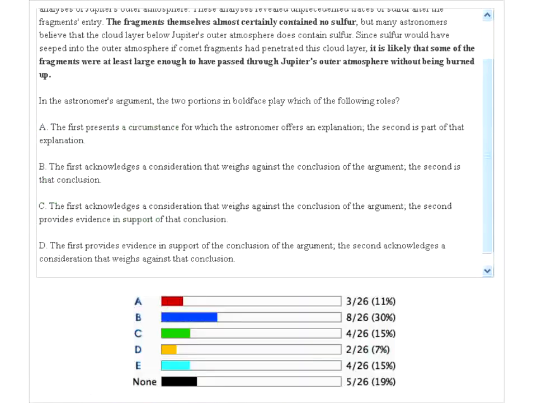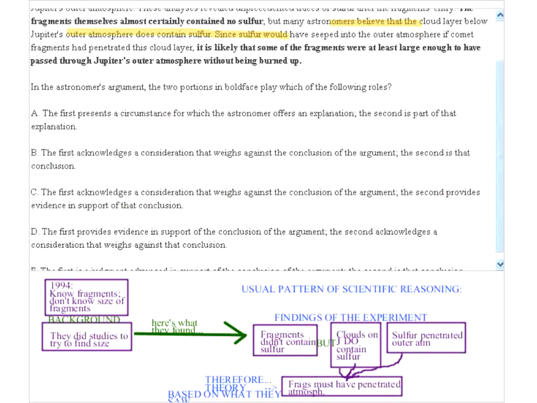To this question, the answer was E, because here's our diagram. This is the main conclusion. This theory is what all of these findings are meant to justify. So it's all of this stuff, blah, blah, blah. Therefore, the fragments must have been big enough to pass through the outer atmosphere.